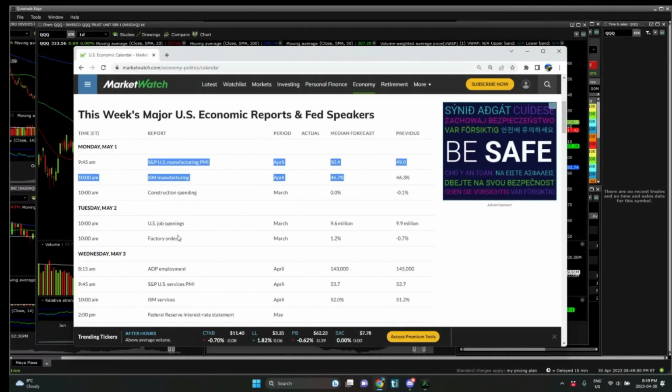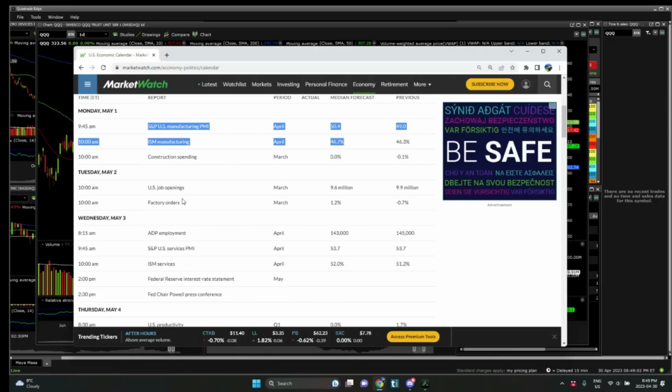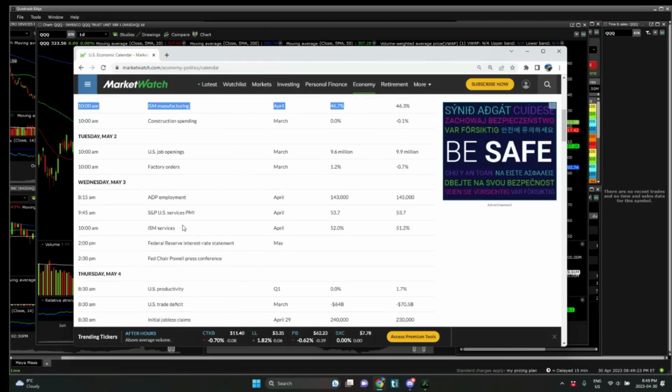So tomorrow, and then job openings. This number did tank last time, but the market rallied. Job openings is going to be important at 10 a.m., so I wouldn't be trading SPY options. Sometimes I'm trigger happy, but we don't want to trade anything until 10 o'clock, until the spike happens. It comes out at 10.